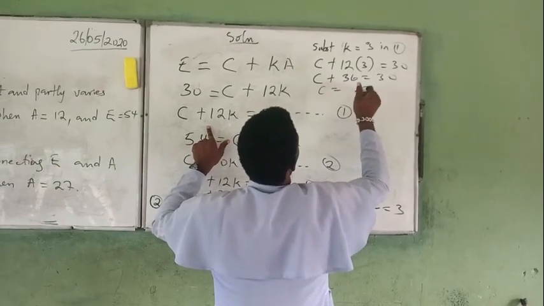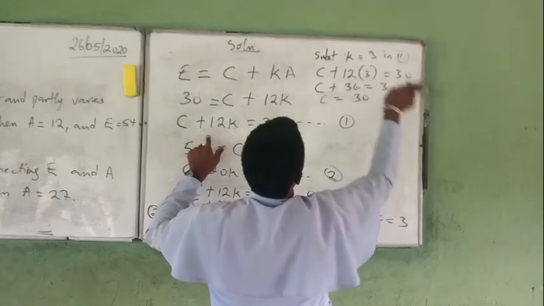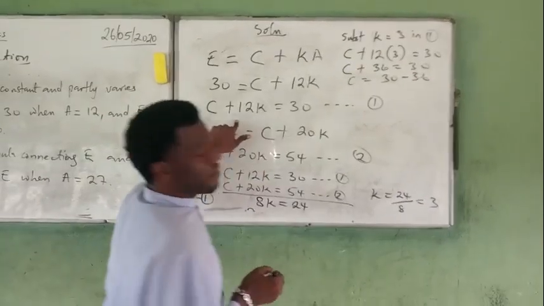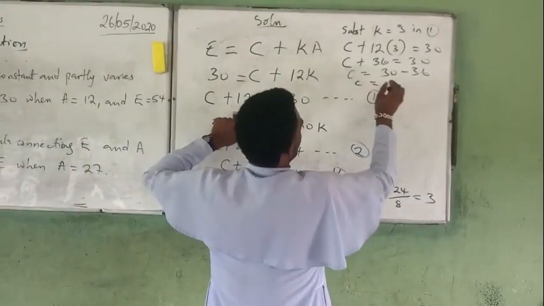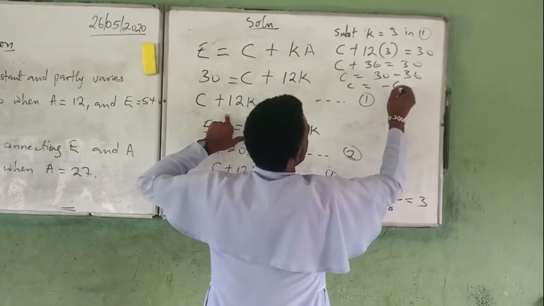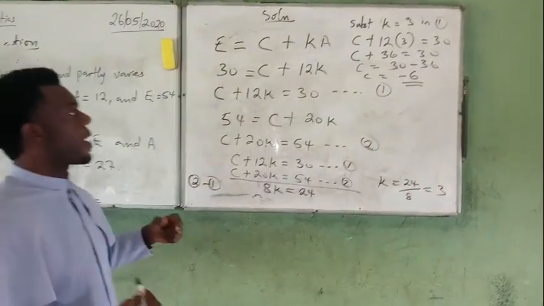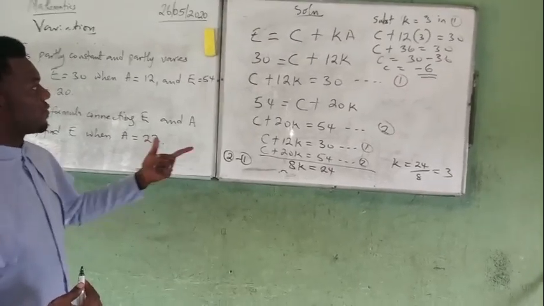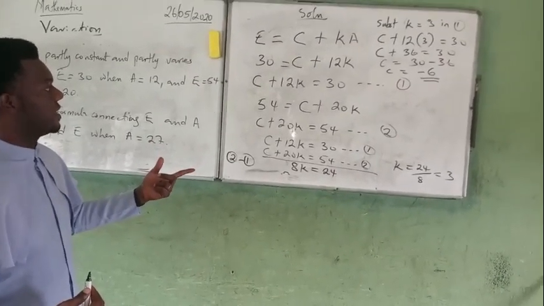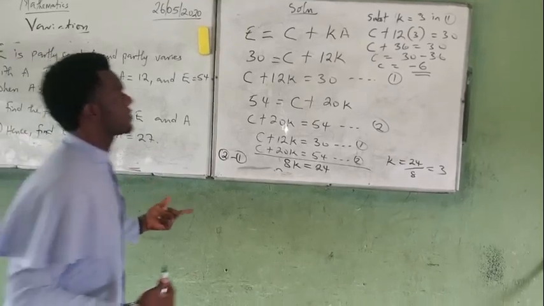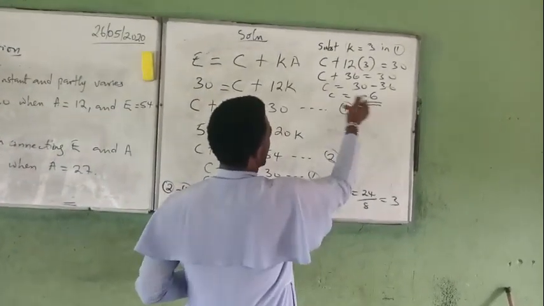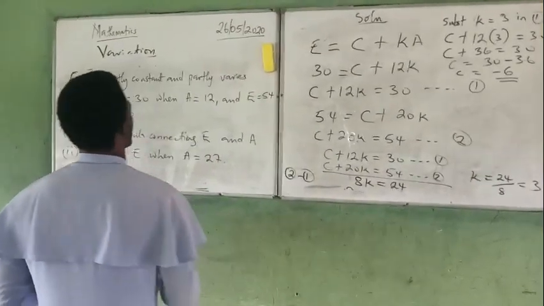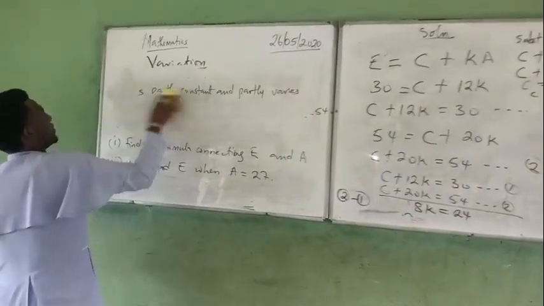So our C now equals 30, and this 36, crossing the sign of equality, will be minus 36. So our C now equals 30 minus 36, which will give you minus 6. So our C is minus 6, from what we have solved here. Our K is 3.